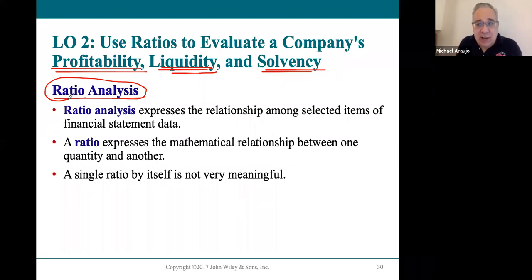Well, just like the doctor does that with the patient, a financial analyst, an accountant, other folks will use financial ratios to evaluate a company's health, see where it's very strong, see where it needs some help. And so this is meant to be an introduction to that.